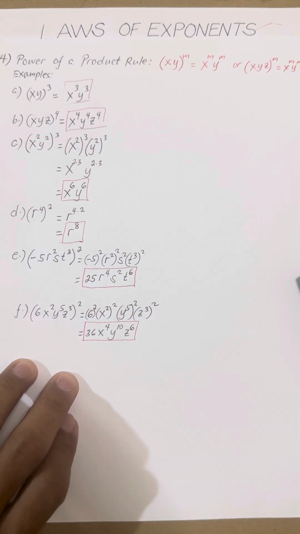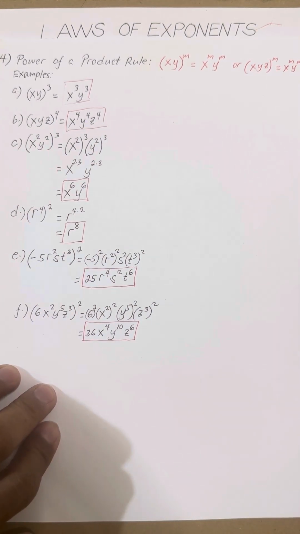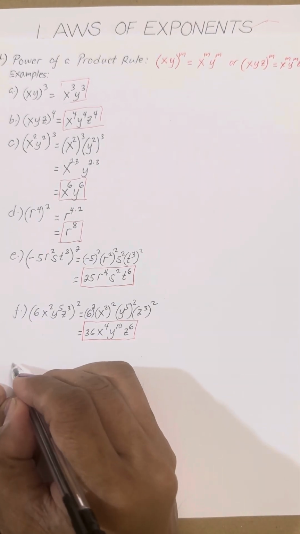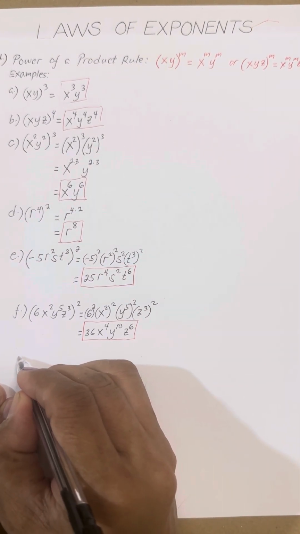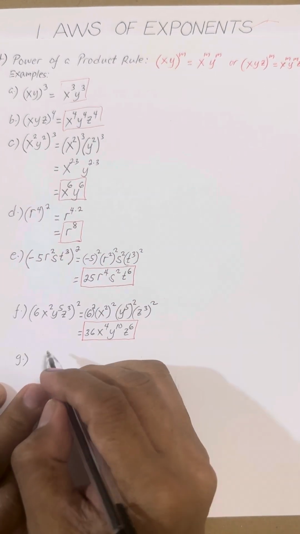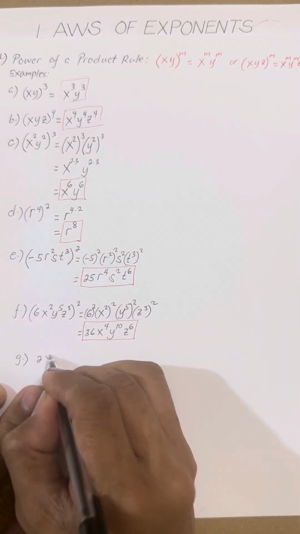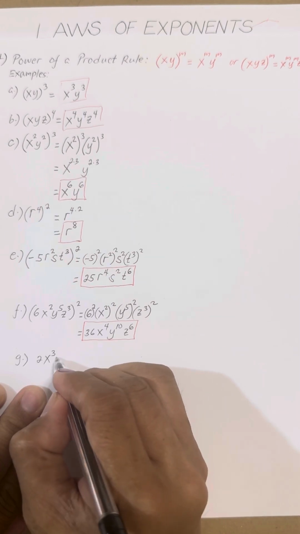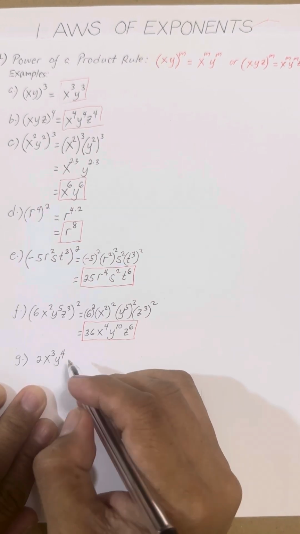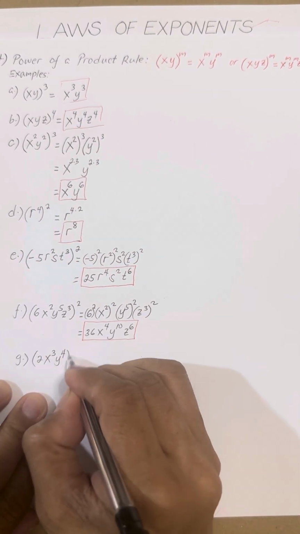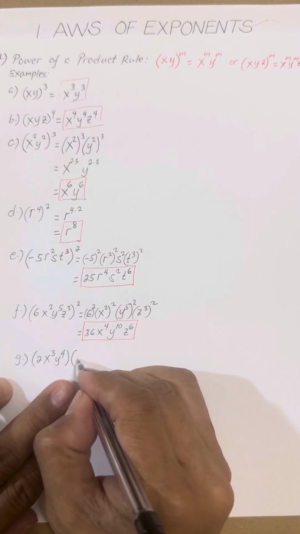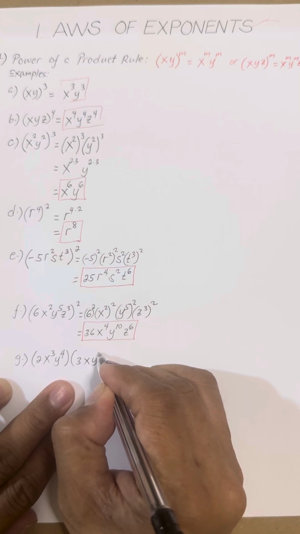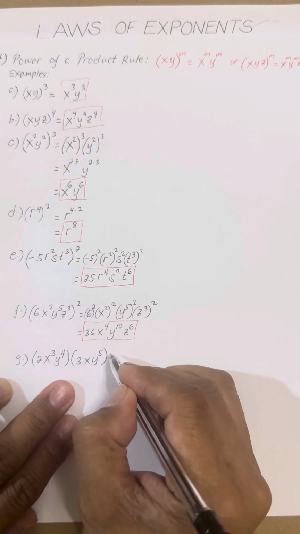Okay? Then, how about this? I'll add one more example. If you're given, say, 2 times x to the power of 3, y to the 4th power, quantity, and then multiplied by 3 times x times y to the 5th power, raised to the power 2.